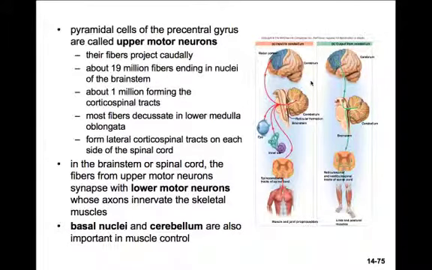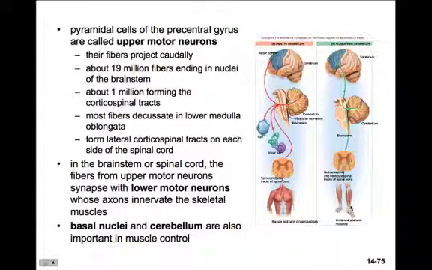So it's pyramidal cells in the precentral gyrus that are the upper motor neurons. These fibers project caudally. About 19 million of them end in the nuclei of the brainstem, and about 1 million form the corticospinal tracts. Most fibers decussate in the lower medulla and form the lateral corticospinal tracts on each side of the spinal cord. In the brainstem or spinal cord, the fibers of the upper motor neurons will synapse with lower motor neurons, whose axons innervate the skeletal muscles.